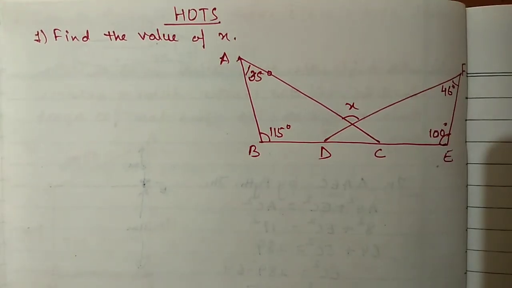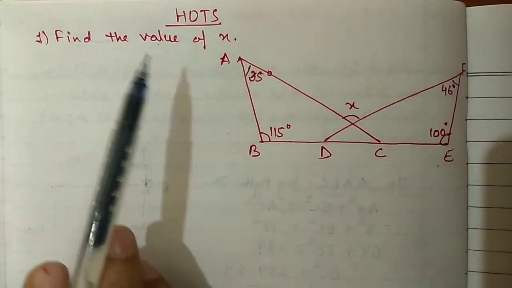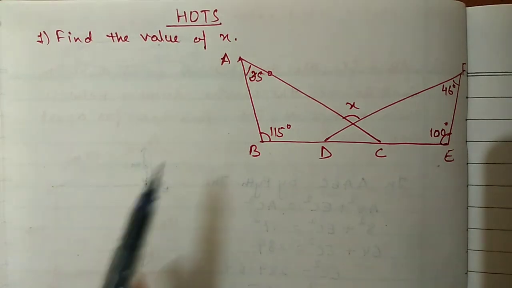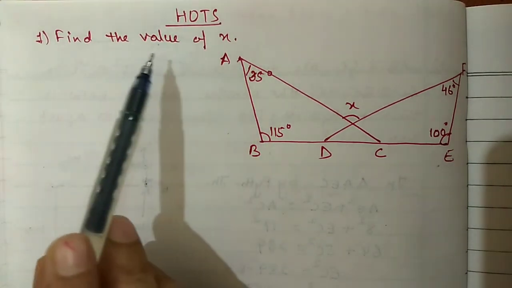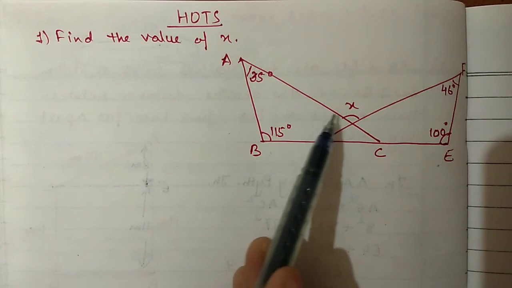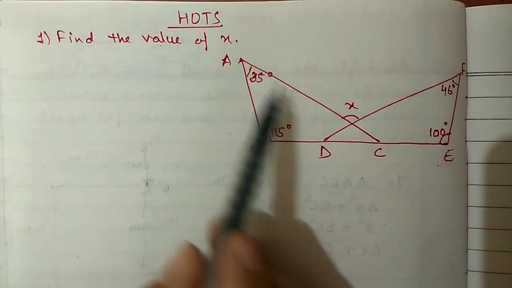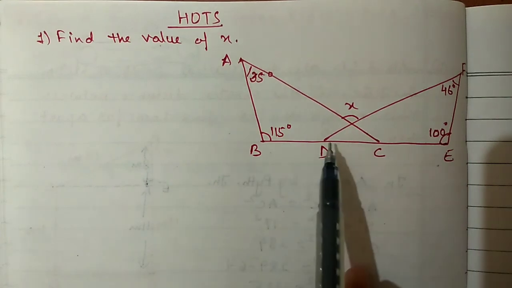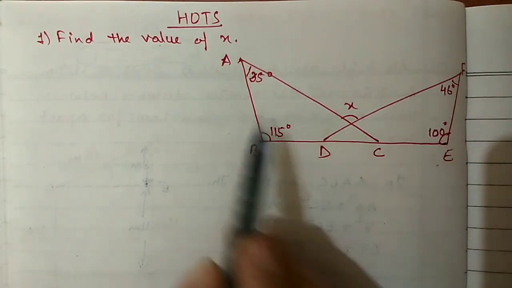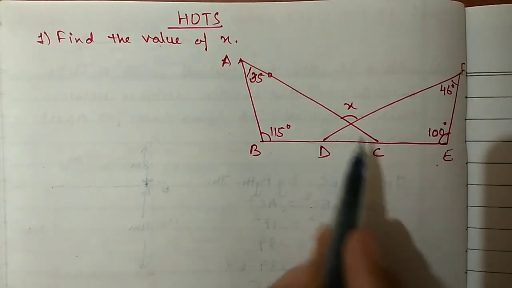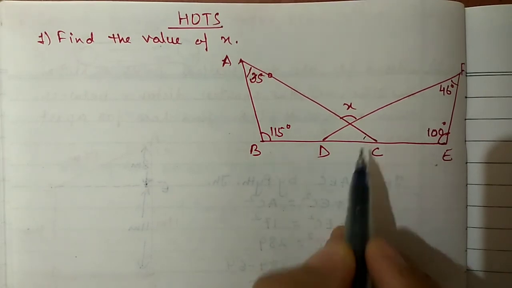After check your progress. Now two more questions from HOTS, higher order thinking. I am explaining here only. So in this first question we have to find out the value of x. Here figure is given. In this figure we have two triangle ABC and DEF. So first in this triangle ABC we will find out this angle C.